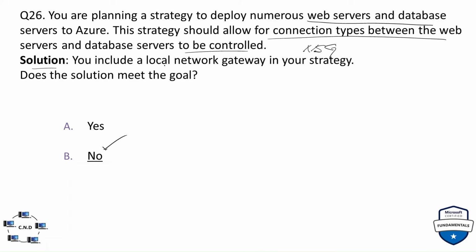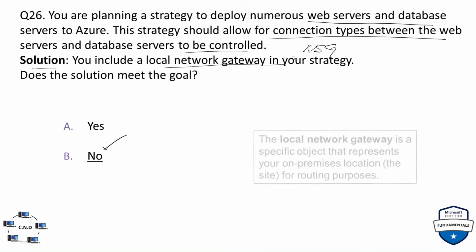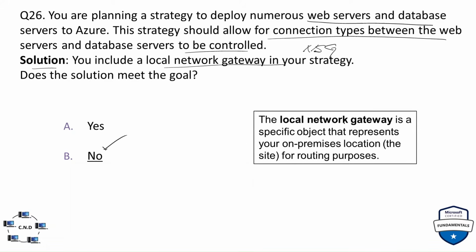So why is the local network gateway not our required solution? It is because the local network gateway is a specific object that represents your on-premise location, the site for routing purposes. It is basically your on-premise, inside your local network.